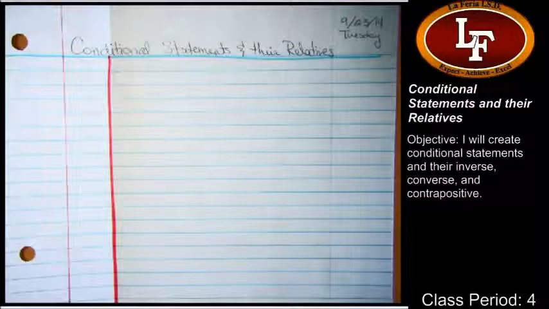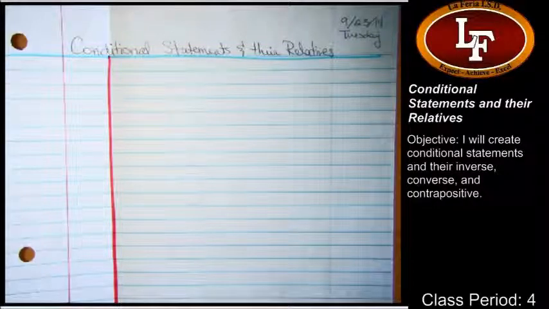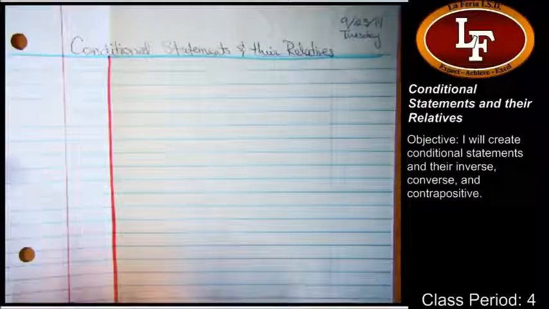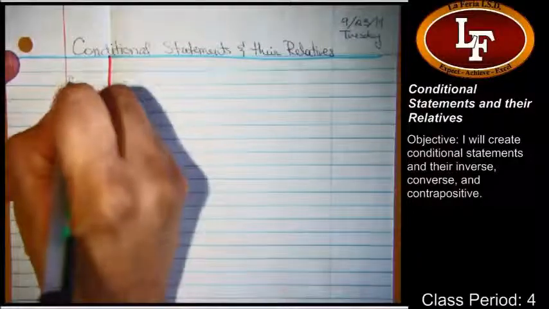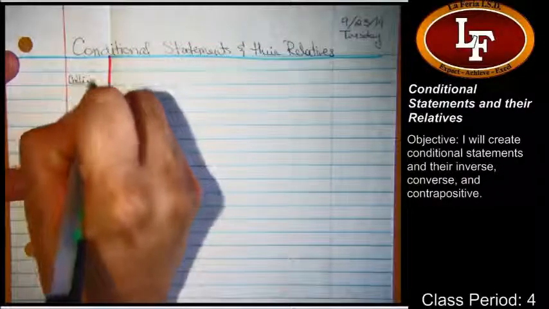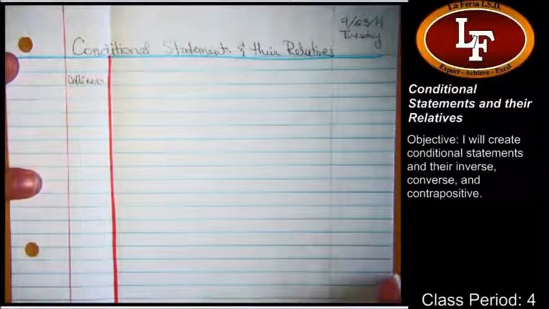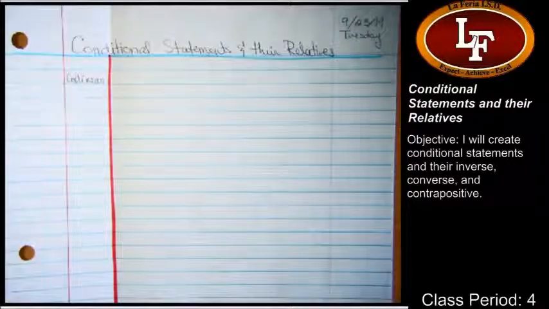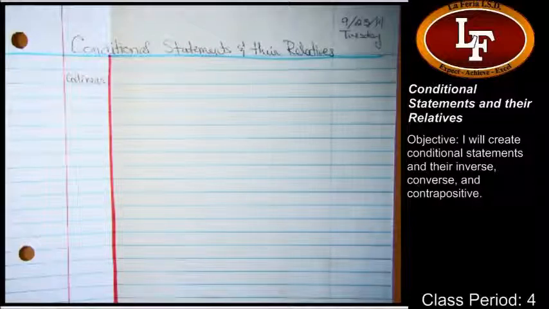A conditional statement is an if-then statement. It says, if something is true, then this other thing is going to be true. That's what a conditional statement is. It gives a condition for things. So let's practice writing some conditional statements. Let's take the definition for collinear. What's the definition of collinear?